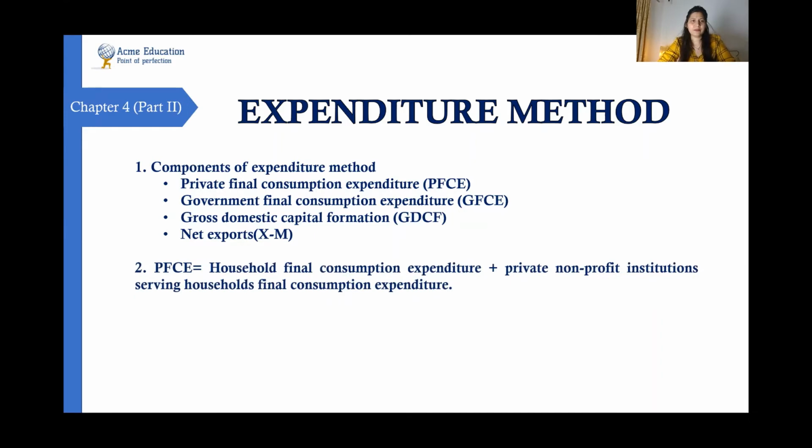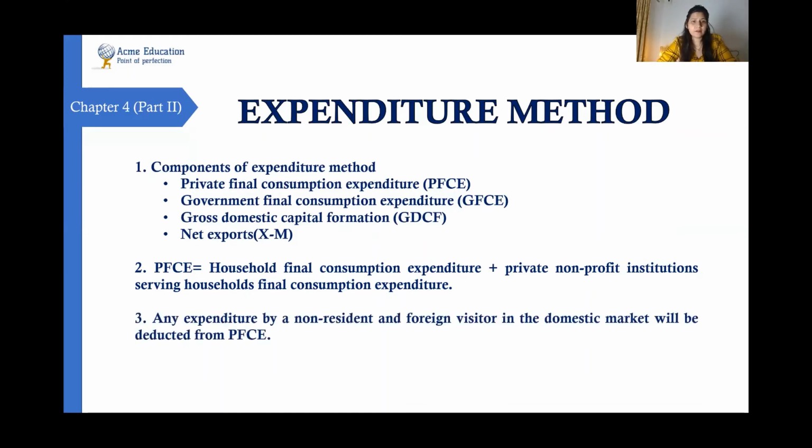What exactly do you mean by private final consumption expenditure? The private final consumption expenditure also has certain components: household final consumption expenditure plus the private non-profit institutions which are serving the household's final consumption expenditure. So if the private final consumption expenditure is not given in the exam directly, you just have to find it out, and to find it out, you need to add these two components, that is household final consumption expenditure and the private non-profit institutions serving households' final consumption expenditure.